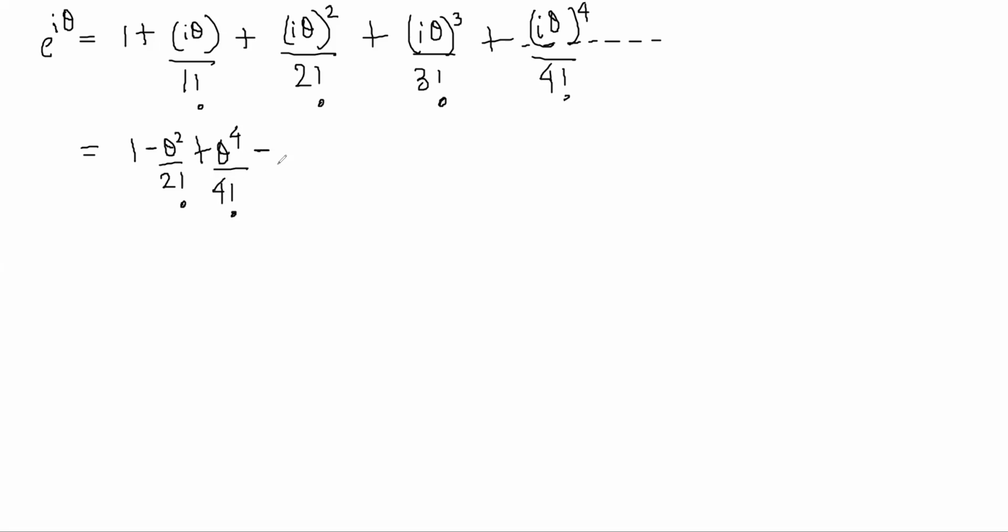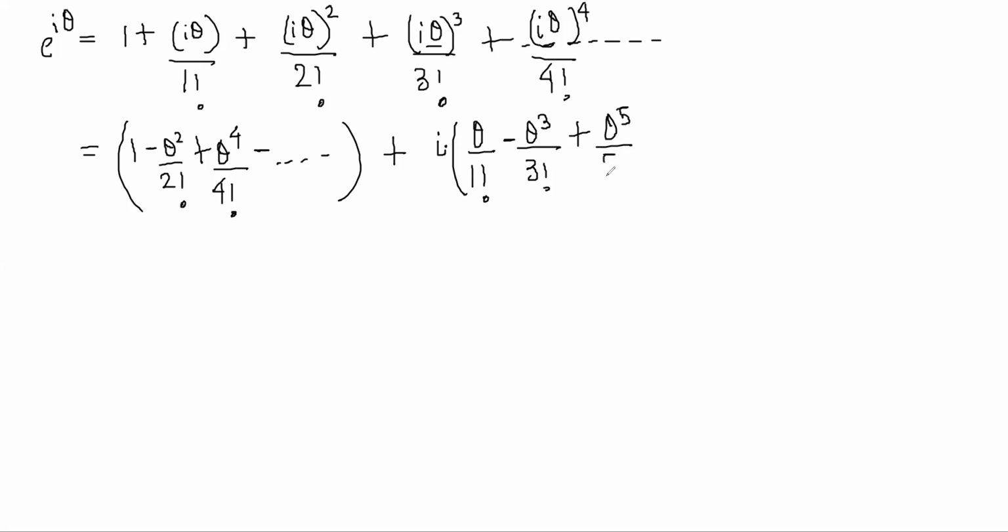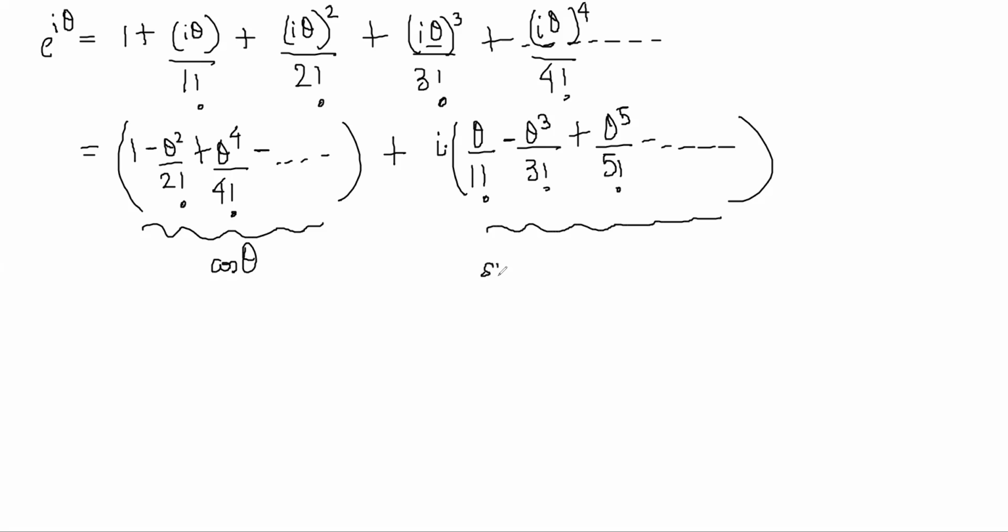These are all real parts, right? And this will have an i, this will also have an i, right? Taking i common, this will become theta by 1 factorial. This will be i cube, which is minus i, so this will become minus theta cube by 3 factorial, right? And there will be plus theta 5 by 5 factorial afterwards, and so on. Now you notice that this is what I had written as cos theta, and this is what was the series for sine theta.